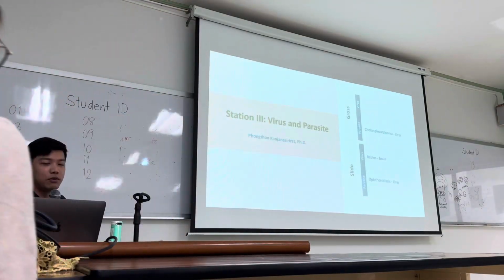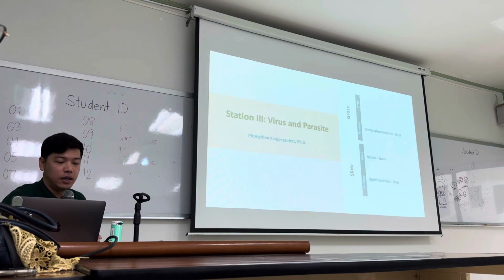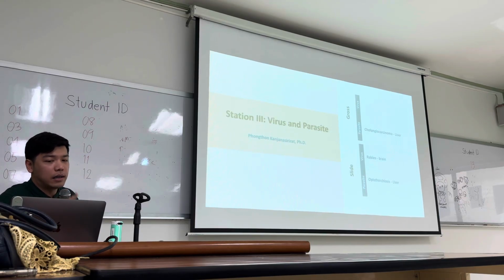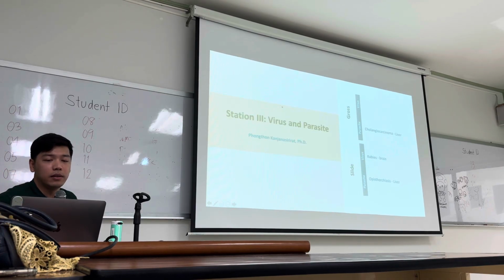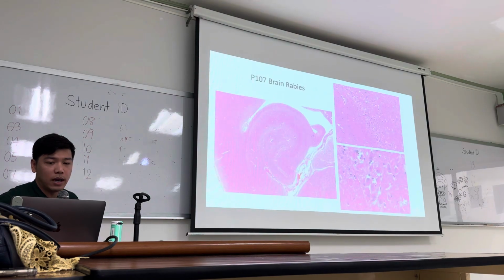In station 3, we let you know about specimens of viral infection and parasitic infection. For viral infection, we show the rabies virus. This is the hippocampus area.